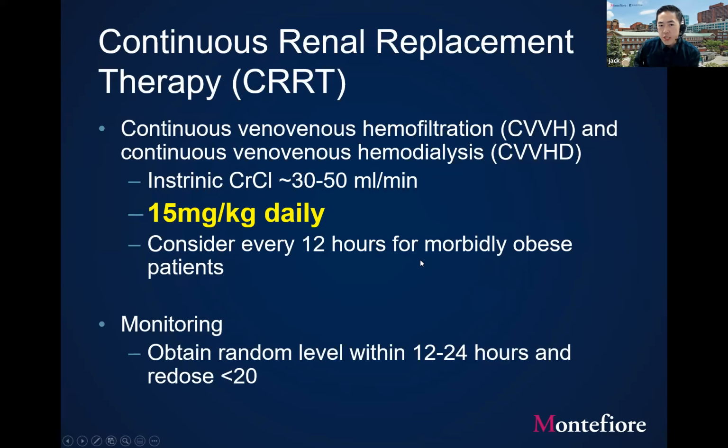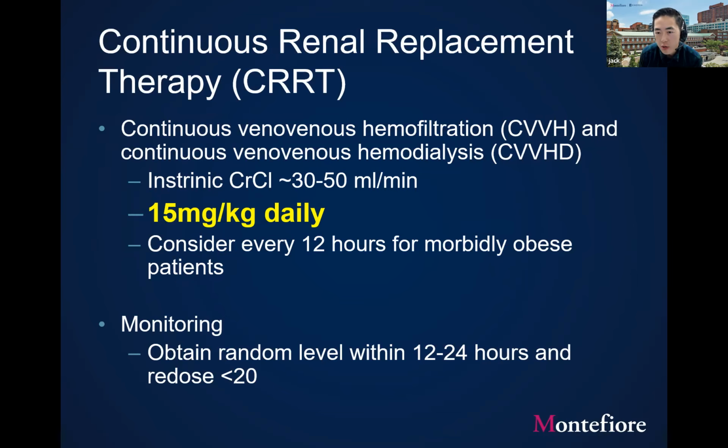In terms of continuous renal replacement therapy, this is actually even easier, in my opinion, because you almost assume an intrinsic creatinine clearance of 30 to 50. So you just give them 15 mg per kg daily, or Q24. And then if they're really obese or something like that, you can give them Q12.